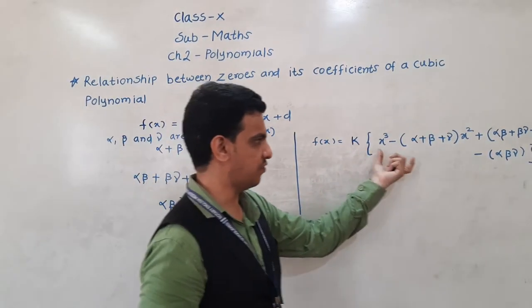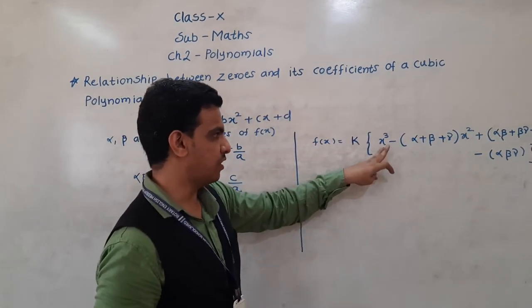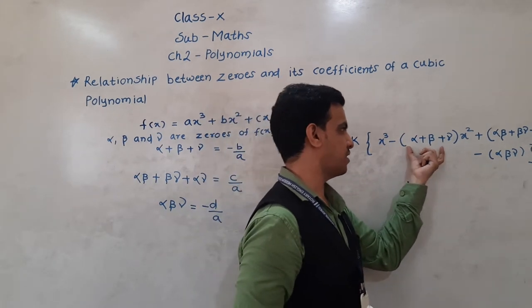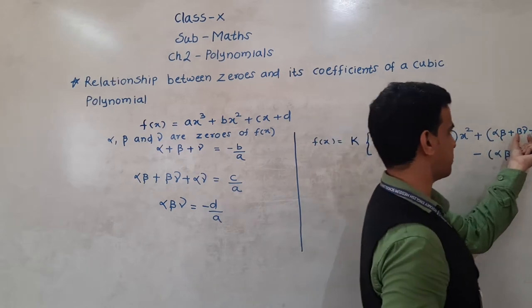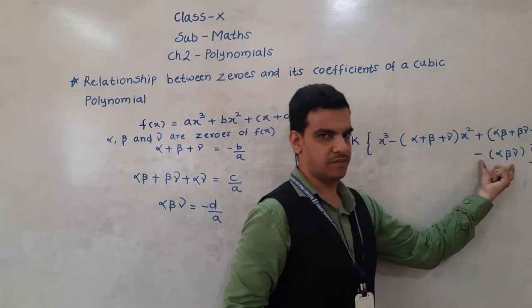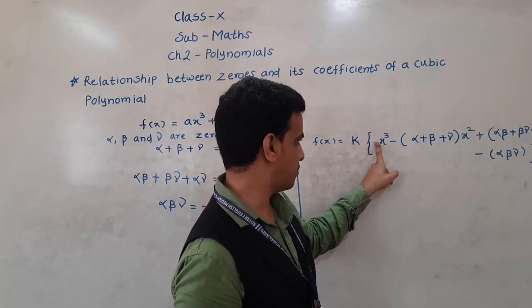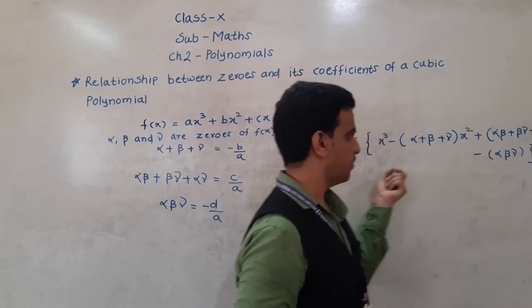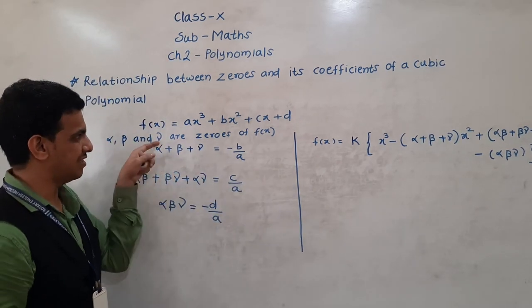If the relations are given, then how do we write the cubic polynomial? By using x cube minus alpha plus beta plus gamma into x square plus alpha beta plus beta gamma plus alpha gamma into x, and minus alpha beta gamma. Here also there is an alternate plus minus sign: first positive, then negative, then positive, then negative. Now we will take an example on this.